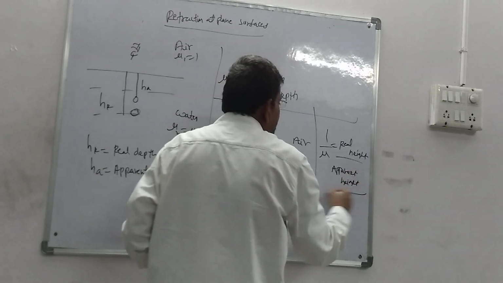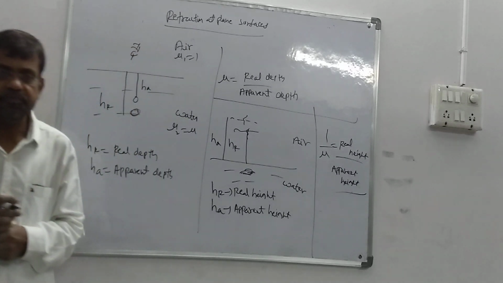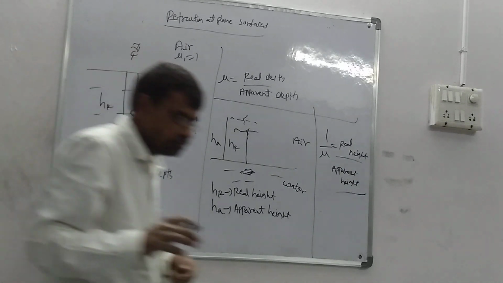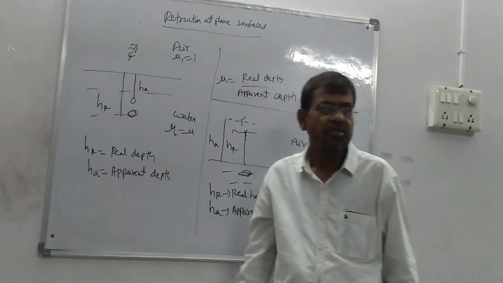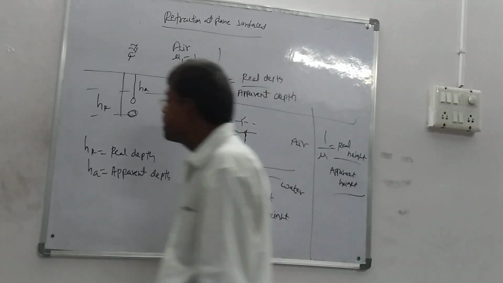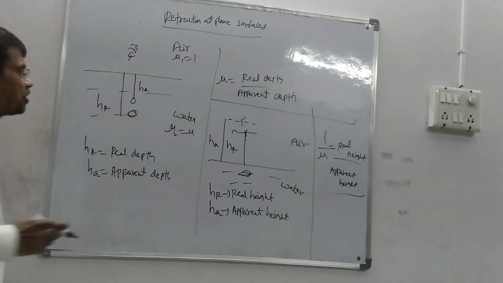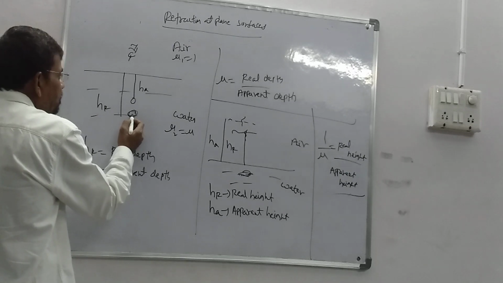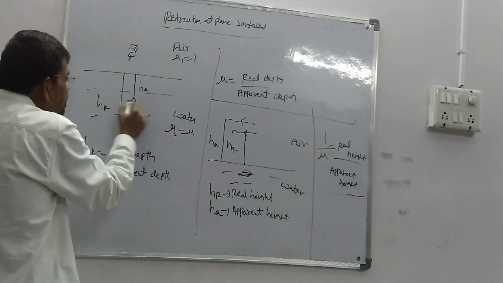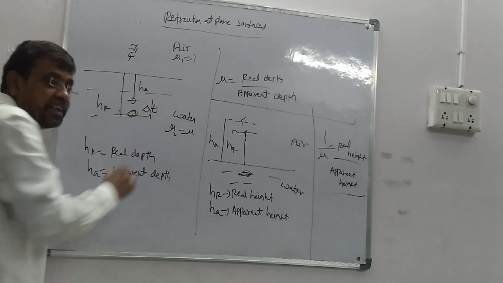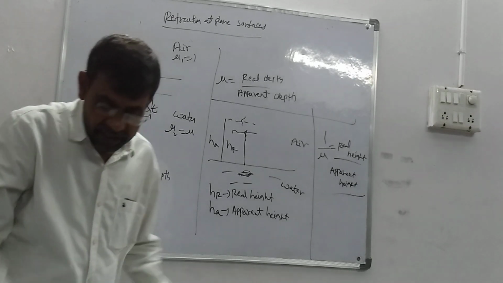So this we are using in the case of refractive index. Listen here. For example, this is the object position here shifted. This is part one shift. This is called vertical shift. What is the name? Vertical shift.